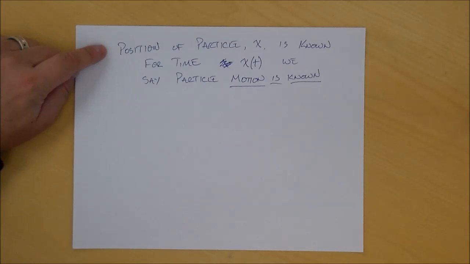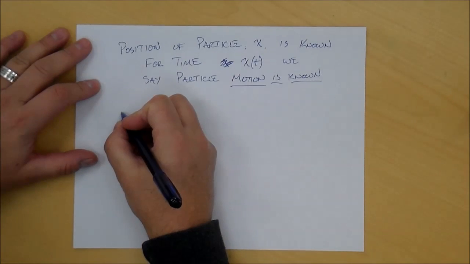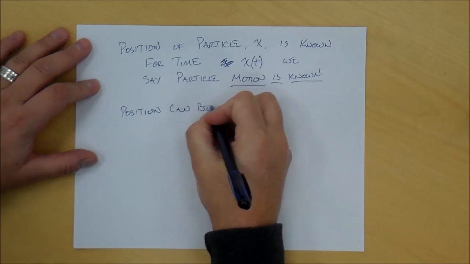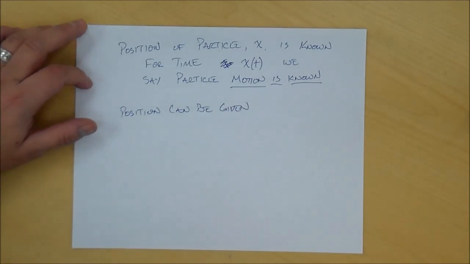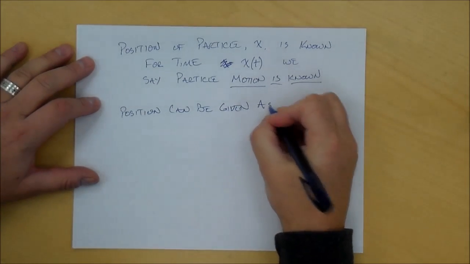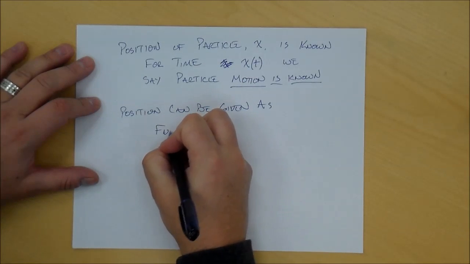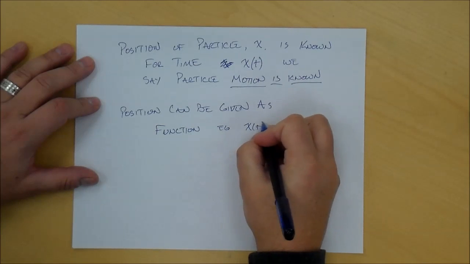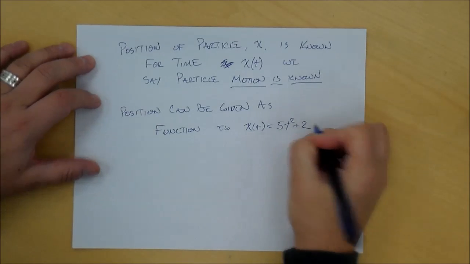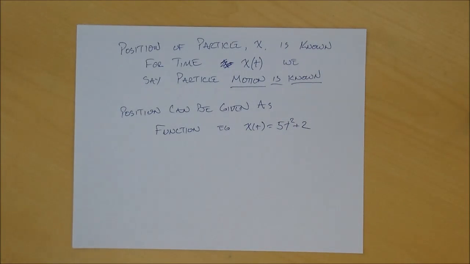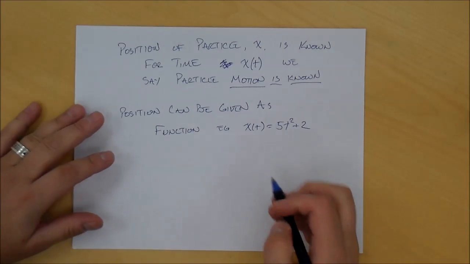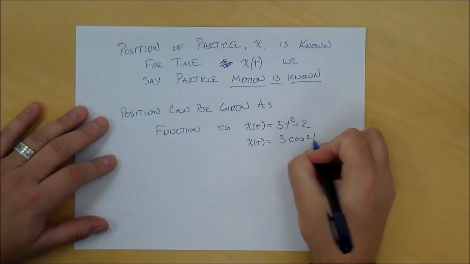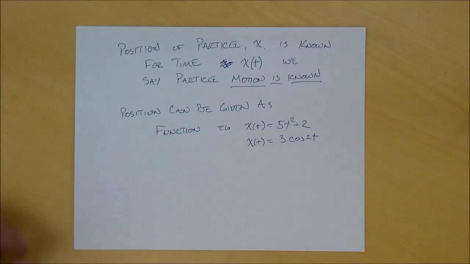So saying that the position of a particle is known means that it's given to us in some form. It can be given as, for example, a function. For example, x of t equals 5t squared plus 2. There's a function. I can put any value of time into this function and it'll tell me its position. Or x of t equals 3 cosine 2t. I put in the time, and this equation tells me the position.